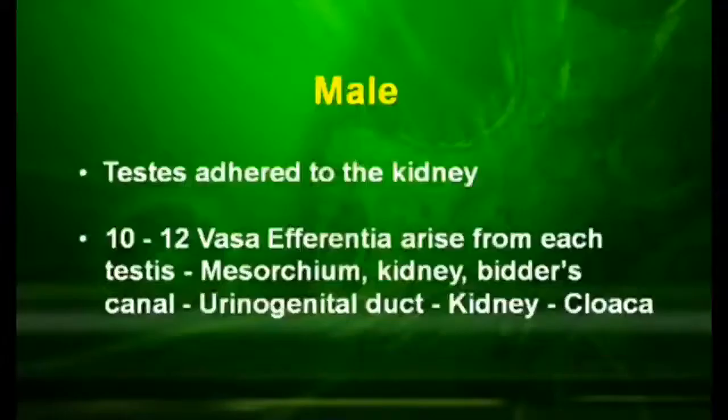The male reproductive system includes the testes, which are adhered to the kidney. They have about 10 to 12 vasa efferentia, which arise from each testis, which goes to the mesorchium, the kidney, Bidder's canal, urinogenital duct, kidney, cloaca.